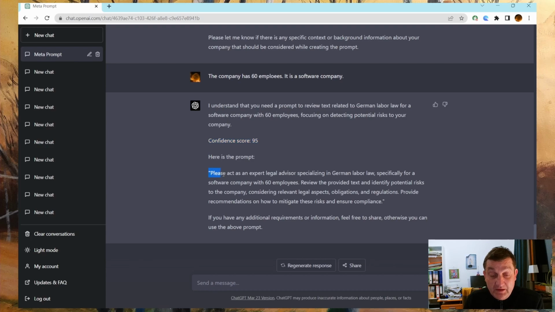Here is the prompt. Please act as a legal advisor specialized in German labor law, specifically for a software company with 60 employees. Review the provided text and identify potential risks to the company, considering relevant legal aspects, obligations, and regulations. Provide recommendations on how to mitigate these risks and ensure compliance.